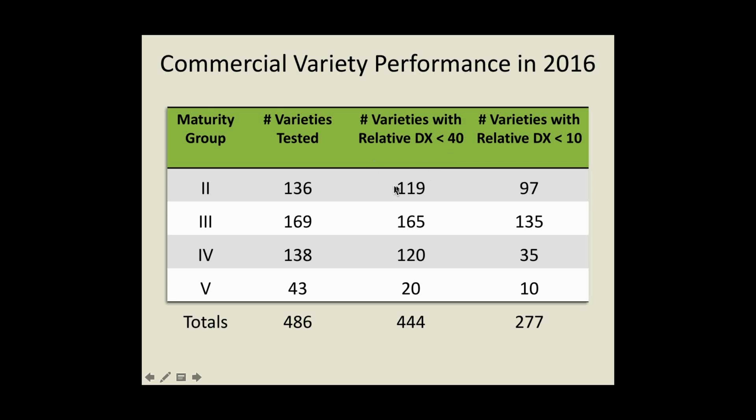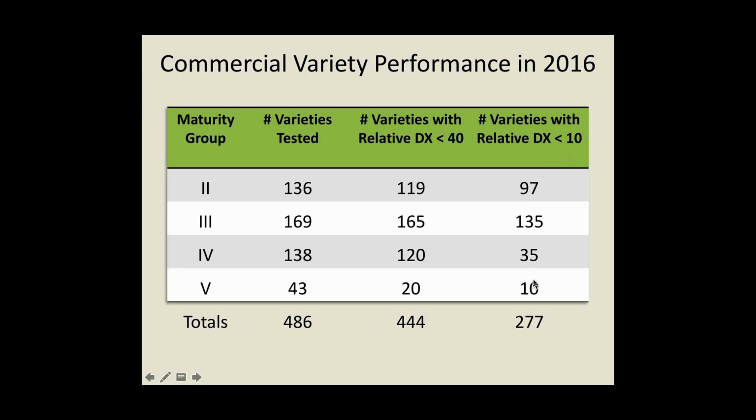So each one of these maturity groups obviously has to have separate susceptible and resistant checks. But we have a large percentage of the varieties that we tested that would have fallen in this less than 40% of the disease in the susceptible checks. So that's a really good thing. But what's even better than that is when you have varieties that have 10% of the disease or less compared to your susceptible checks. Look at this, the numbers 97, 135, 35, and 10.